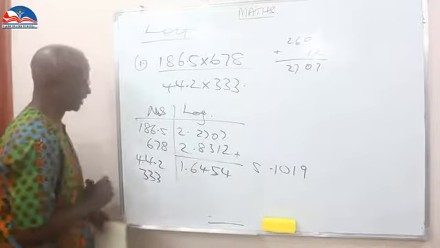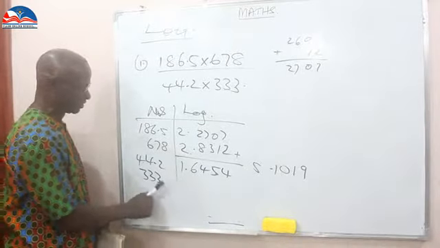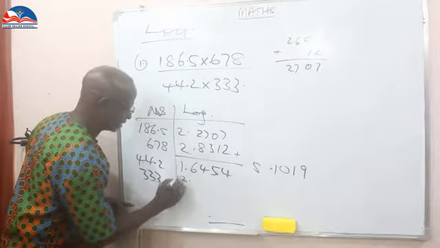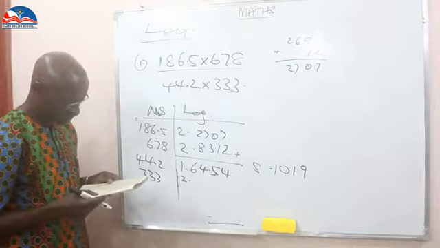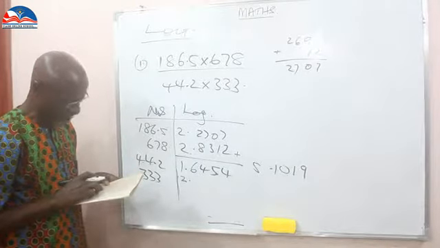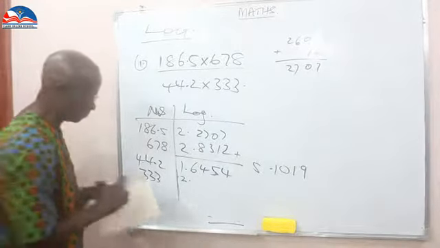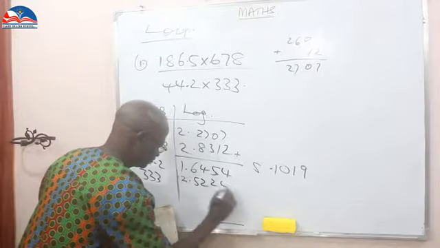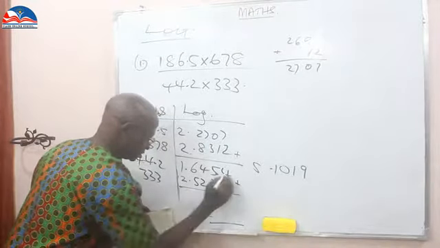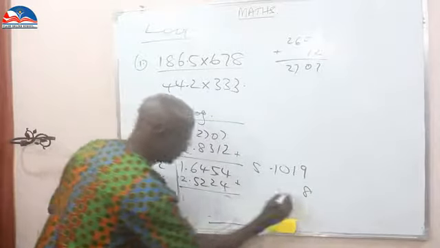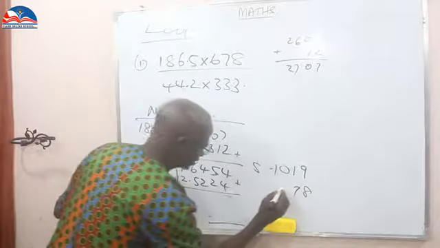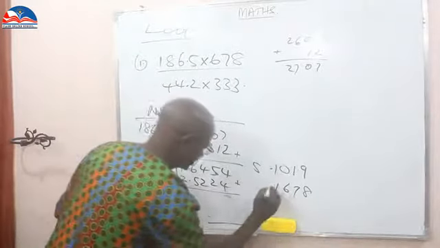Now for 333, the number of digits is 3, minus 1 is 2, so the characteristic is 2. Now look for 33 under 3, which gives us 5224. Also adding, keep the answer here: 8, keep out this 7, keep out this 6, then 11, carry 1.